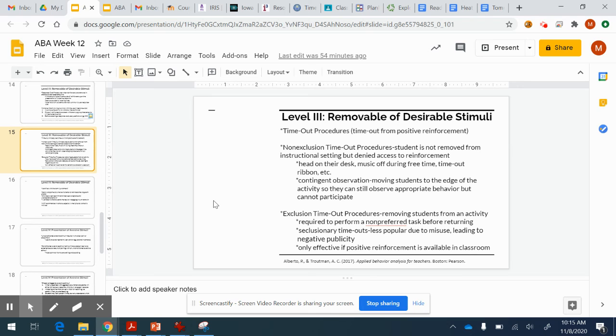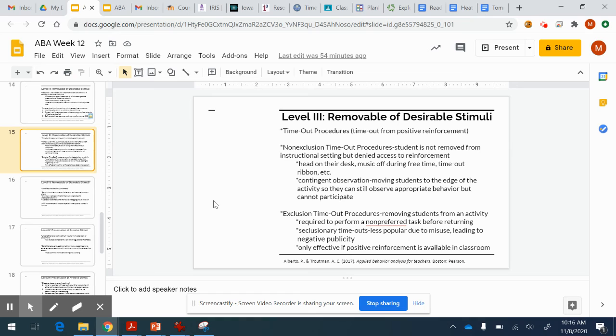Then there are exclusion timeout procedures where we actually remove a student from an activity. It's best if, when a student has that, they are required to perform a non-preferred task before returning. If a student's function of behavior is to escape and we give them an exclusion timeout or remove them from the activity, remove them from the room, remove them from their work, they will learn quickly to use that behavior to escape the non-preferred tasks.